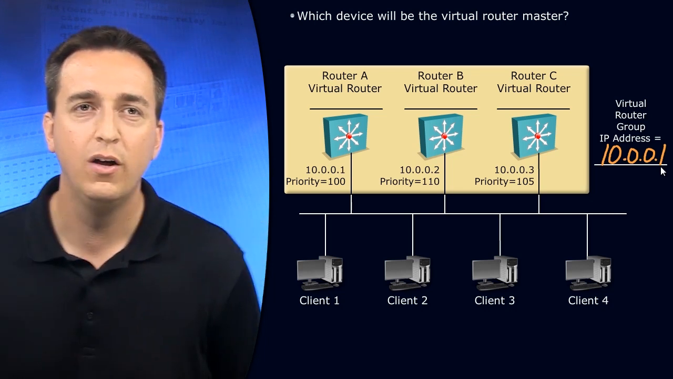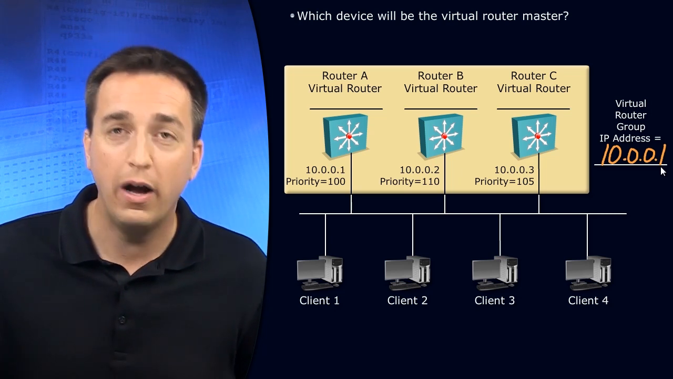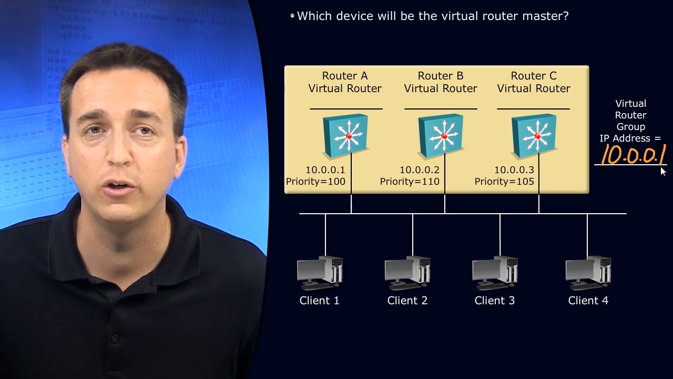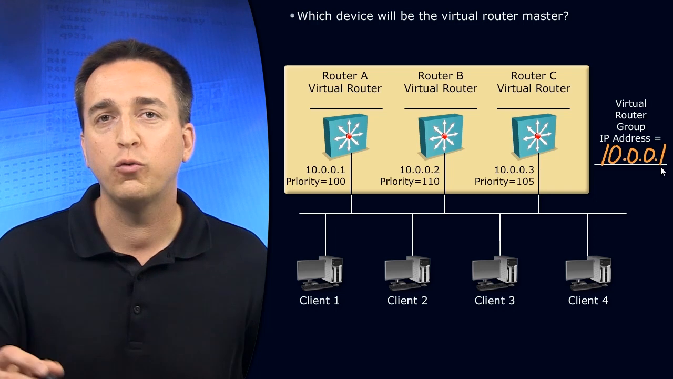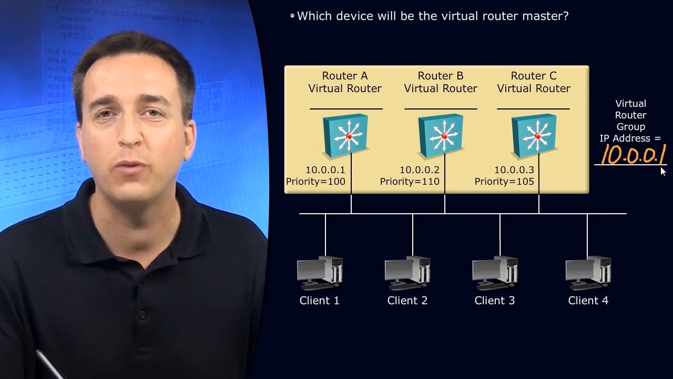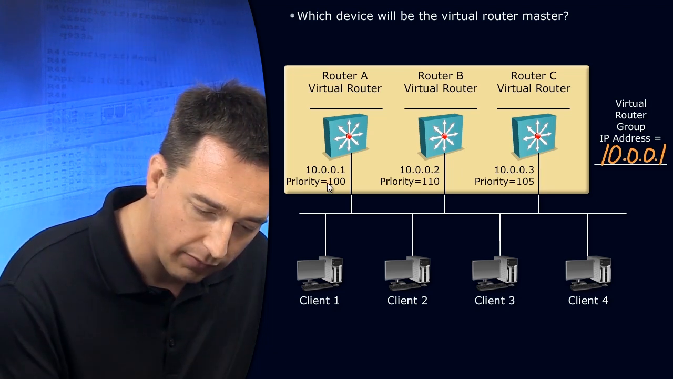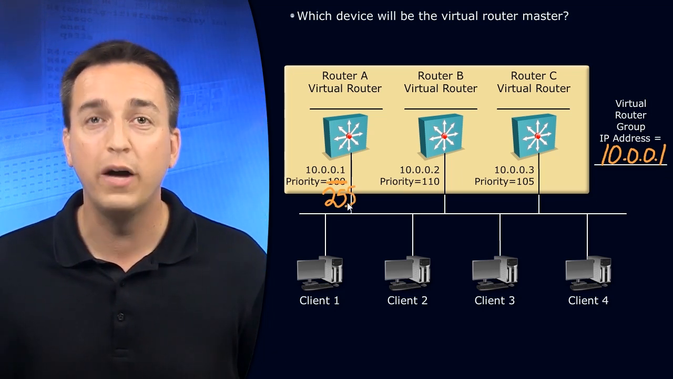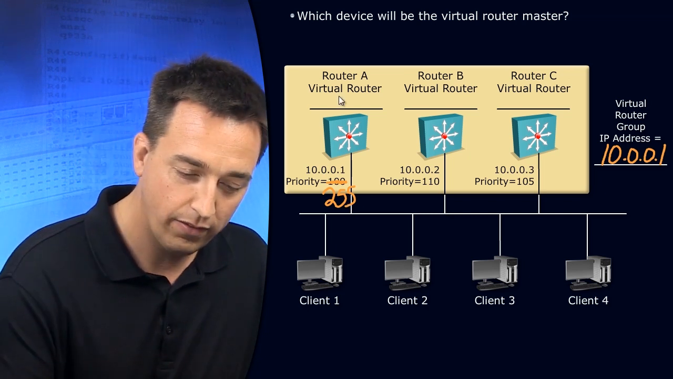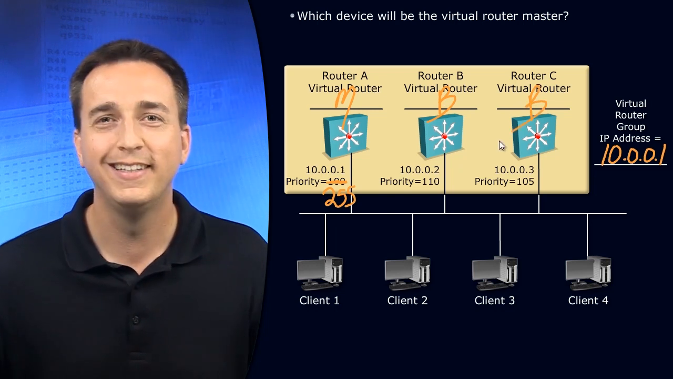And you might be thinking, wait a second, it has a priority of 100, and you just stated the router with the higher priority always becomes the virtual router master. Yes, and that is still true here, because when the virtual router group IP address is the same as one of the addresses in the group, the priority of that device changes. It's now 255. So since it's 255 now, router A is the virtual router master, router B's backup, and so is router C.